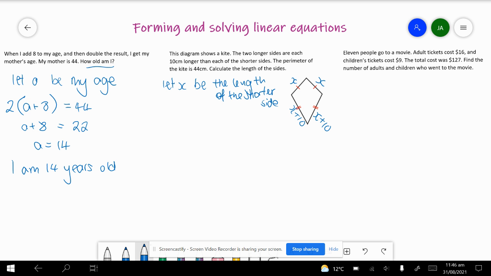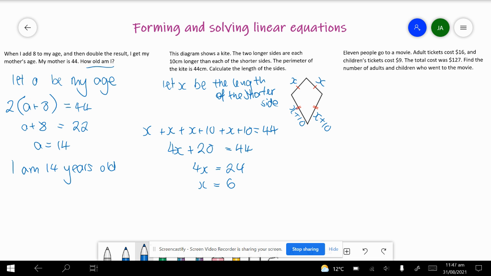Okay, now we know that the perimeter is 44, so put equals 44. How you find the perimeter is you add up all the sides. So we've got X plus X plus X plus 10 plus X plus 10. So those are the 4 sides all added together. And if we tidy that up, on the left-hand side we've got 4X, and 10 plus 10 is 20, and we've got that equal to 44. Subtract 20 from both sides, so I get 24. So X is 6 by dividing by 4.